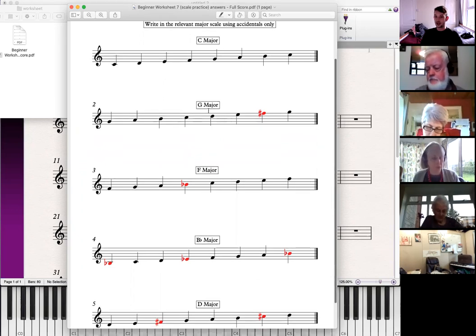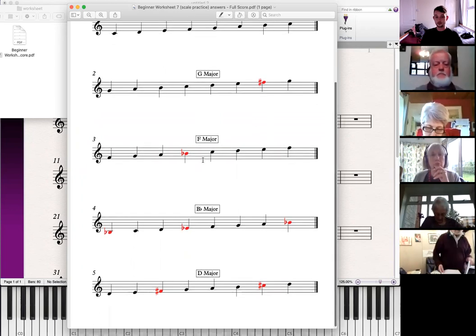For the G major scale, what I've done is I've highlighted the sharps or the flats that you should have come up with in red. So for the G major scale, it starts on G, ends on G. So it's G, A, B, C, D, E, F sharp, G. If using the major scale formula, this is straightforward enough to figure out.